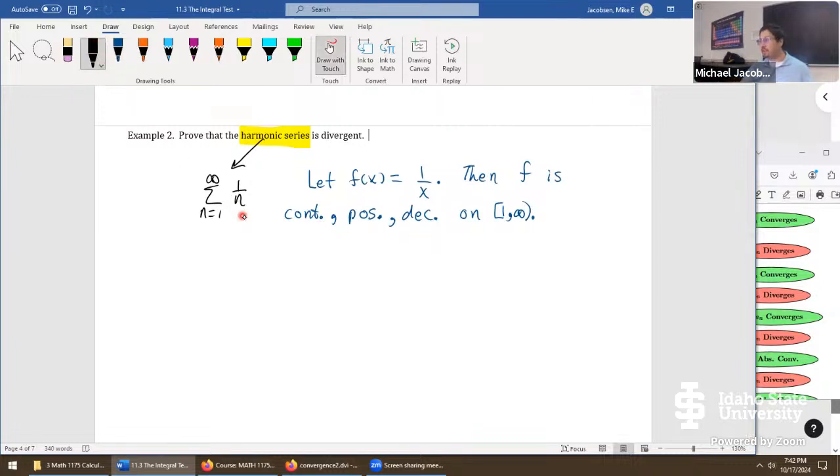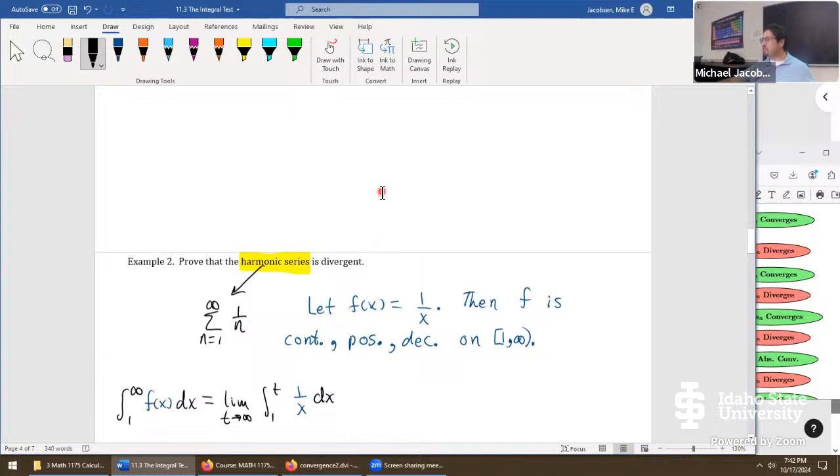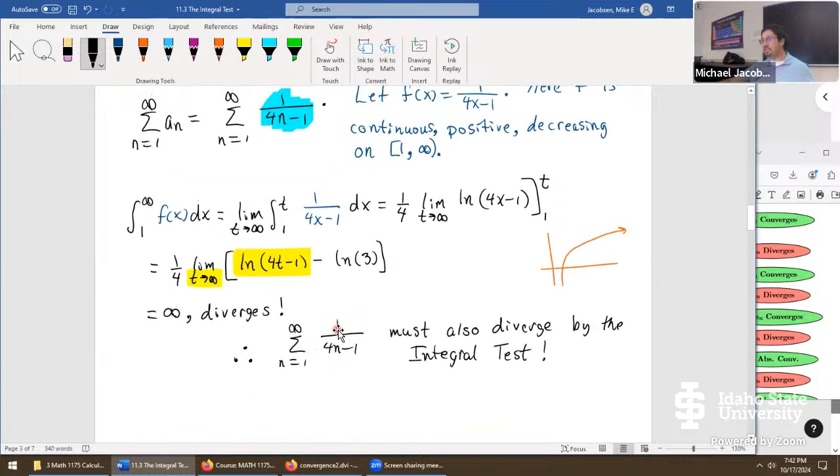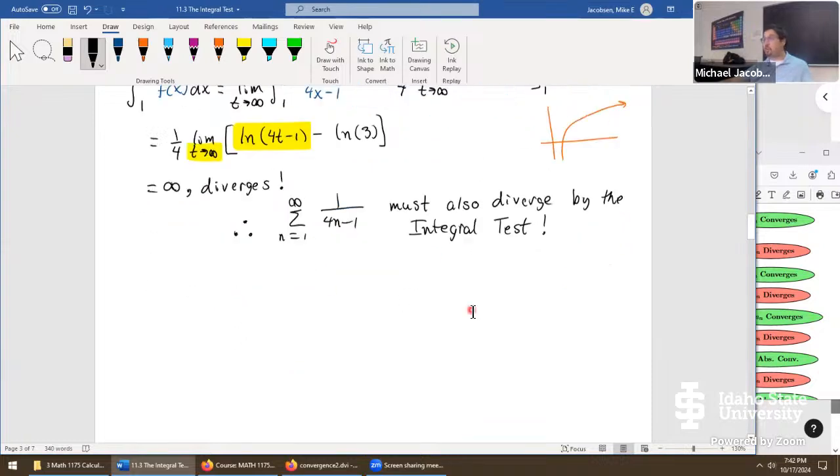We're going to go this way. Integrate from 1 to infinity, f of x dx, which means we're taking the limit as t goes to infinity of the definite integral from 1 to t of 1 over x dx. As we do this problem, you might feel like this is deja vu. The harmonic series is an awful lot similar to this random one, and the work is going to support it. Our work is going to look pretty similar as well.